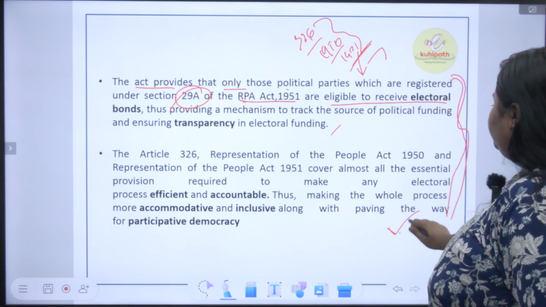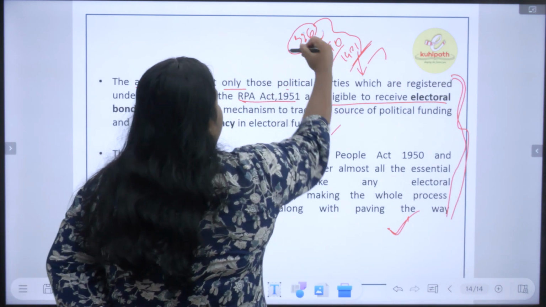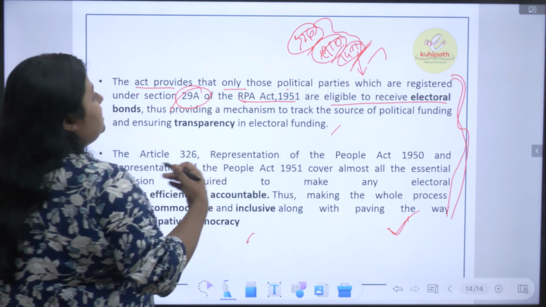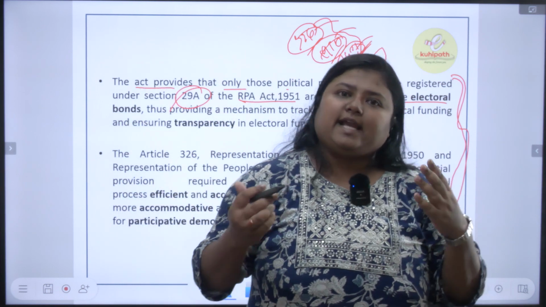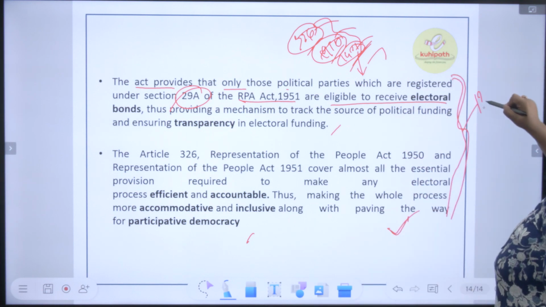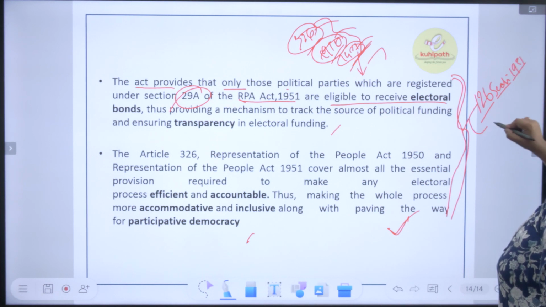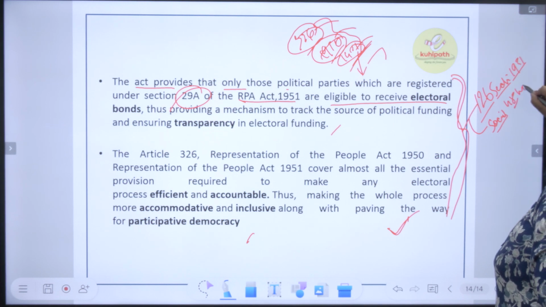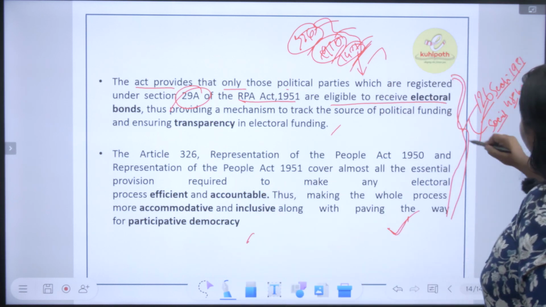Fine. So you can add one more part in this whole answer. When you have discussed Article 326, the 1950 Act and the 1951 Act, and as you have written the significance of all three of these, you can also write about the negatives. So what was the negative? When we discussed Section 126 of the Representation of Peoples Act 1951, we saw that the 48-hour ban on social media sites was not held properly. That is one negative.